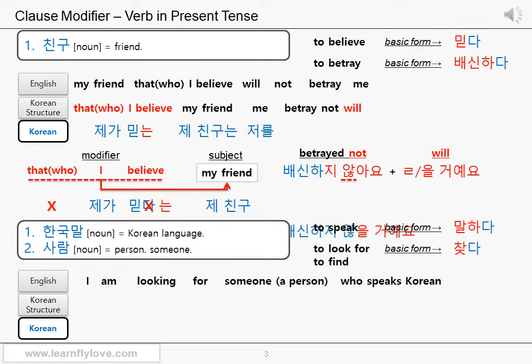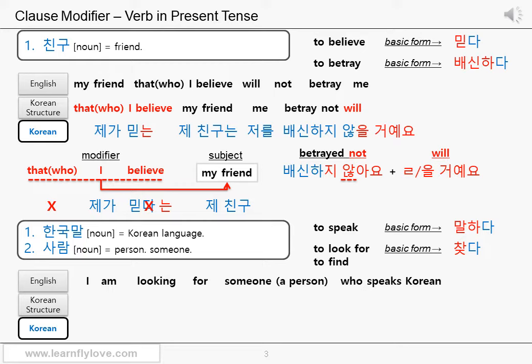So, betray not, 배신하지 않, and will, 을 거예요. 배신하지 않을 거예요. That I believe, 제가 믿는, my friend, 제 친구는, me, 저를, betray not will, 배신하지 않을 거예요.